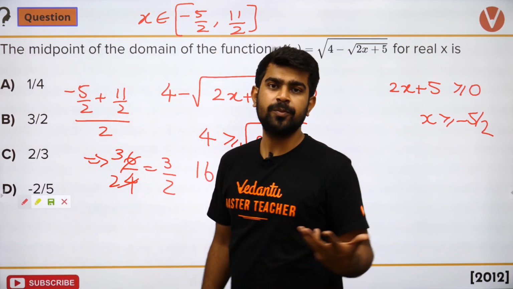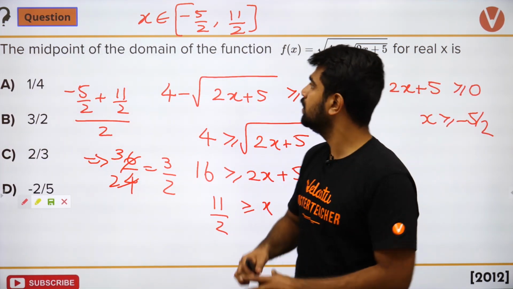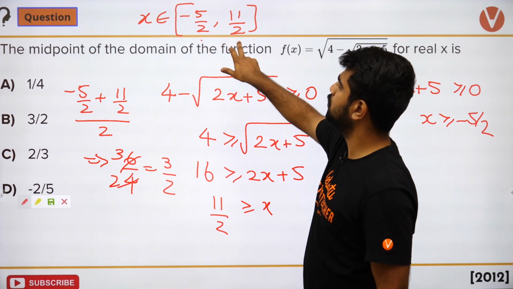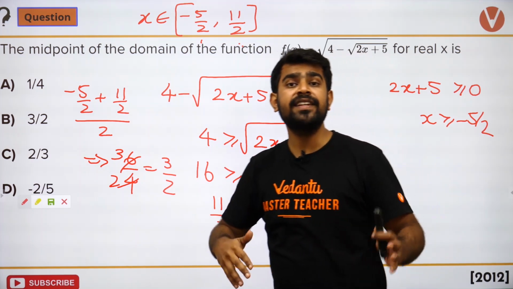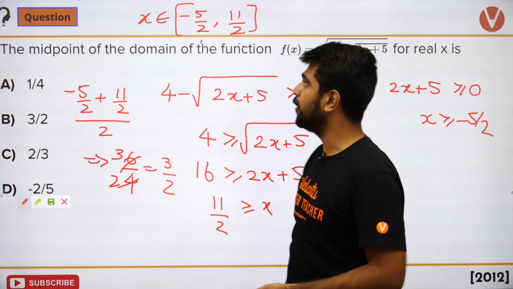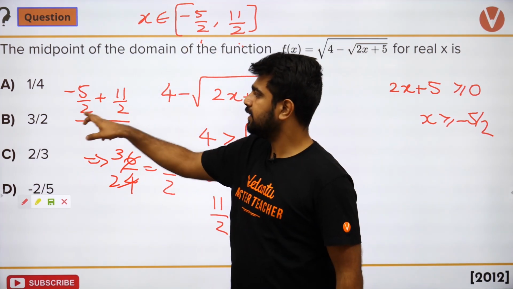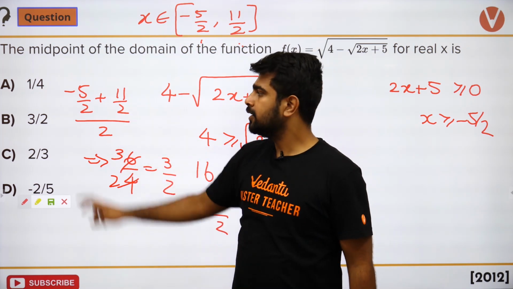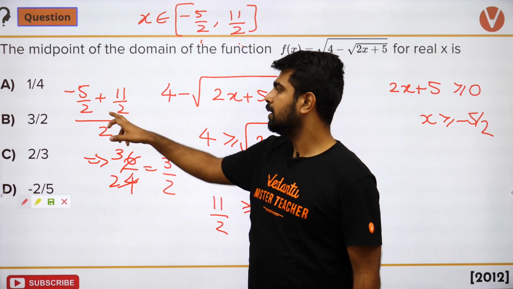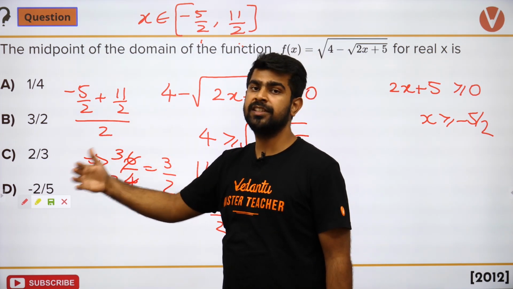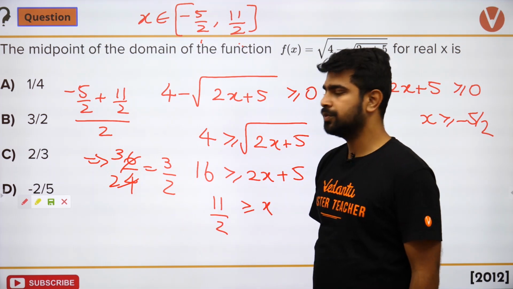What is midpoint, guys? Midpoint is nothing but x1 plus x2 by 2. So this is x1, this is x2. Starting point, ending point divided by 2. Average of starting and ending is going to be my midpoint. So minus 5 plus 11 will be plus 6 by 2 by 2. So it will be 6 by 4, which will be 3 by 2.